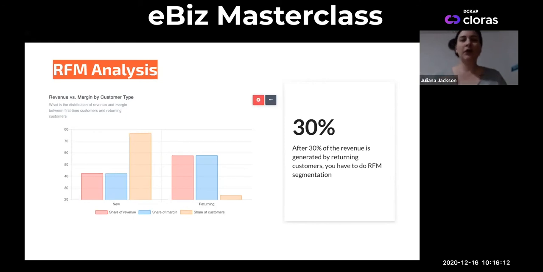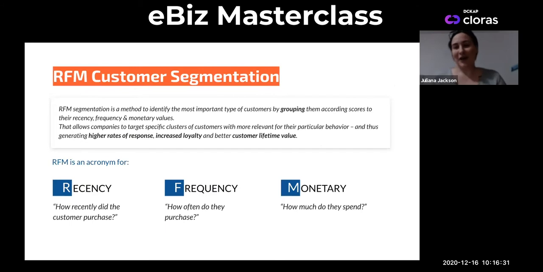So RFM stands for recency, frequency, and monetary value. By knowing the recency of a purchase, the frequency of how that purchase is done, and the monetary value of the purchase, you are able to determine how valuable different groups of customers are. So let's go into this, which is exactly what I was saying before.